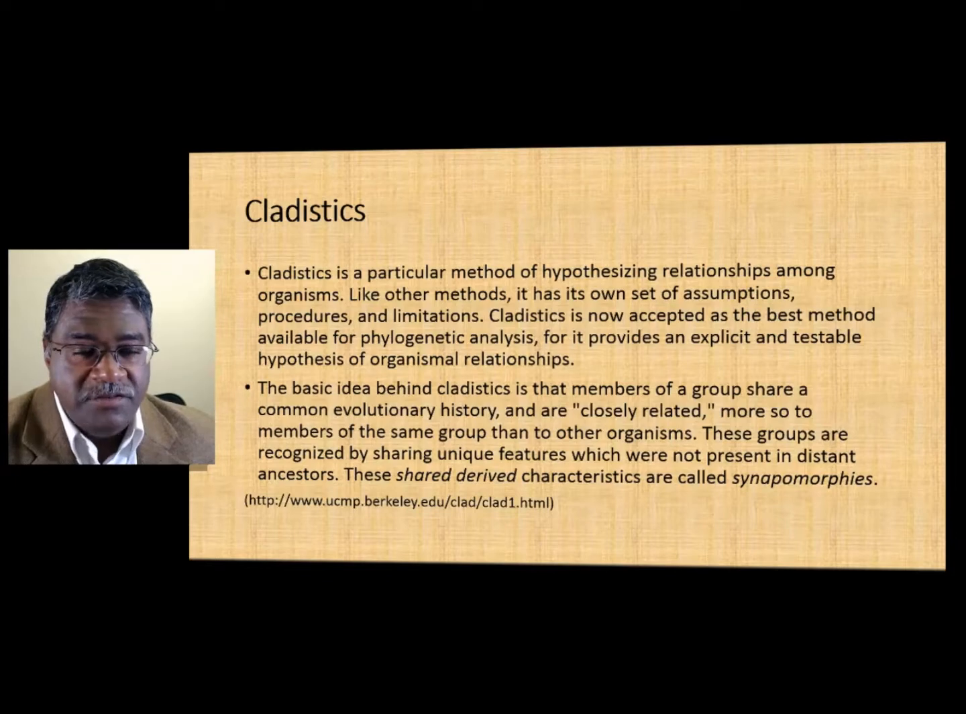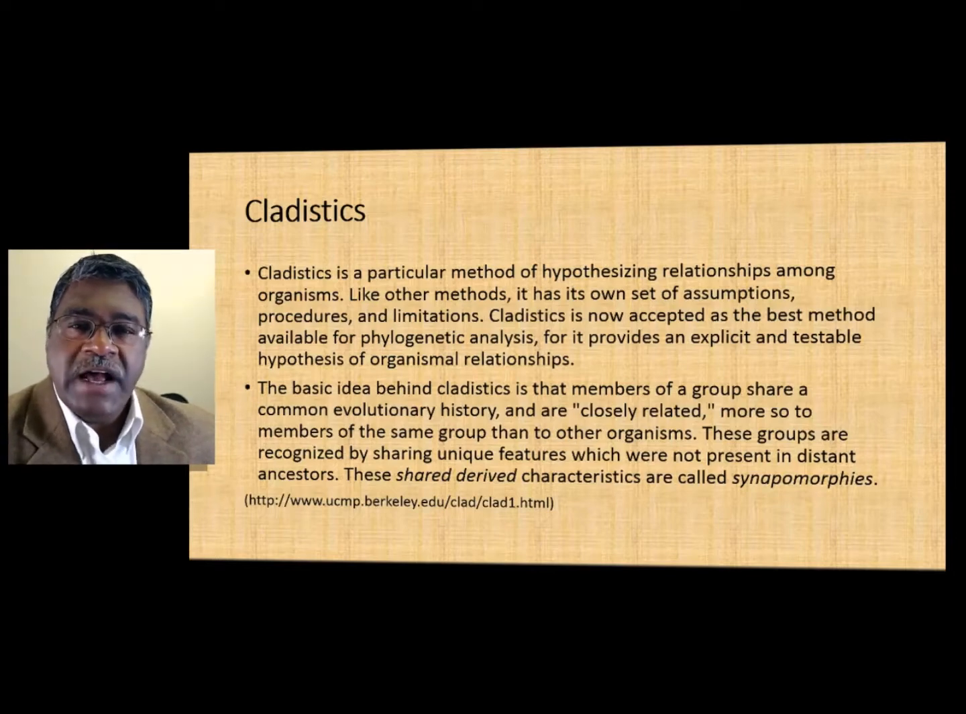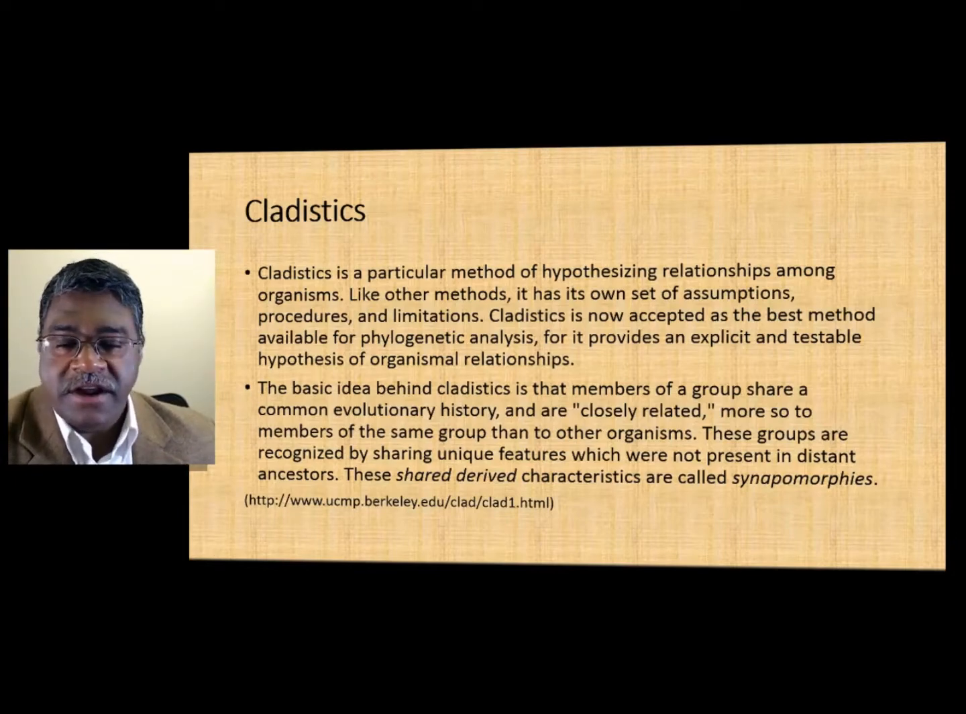There's that word again, for it provides an explicit and testable hypothesis of organismal relationships. So again, just reading this, the basic idea behind cladistics is that the members of a group share a common evolutionary history and are closely related to members of the same group when compared to other organisms. So when you think in terms of cladistics, you think, they share a unique feature, so we can clump those organisms with similar features together, and these shared characteristics, but remember the word, not just shared, but derived characteristics, are called synapomorphies.